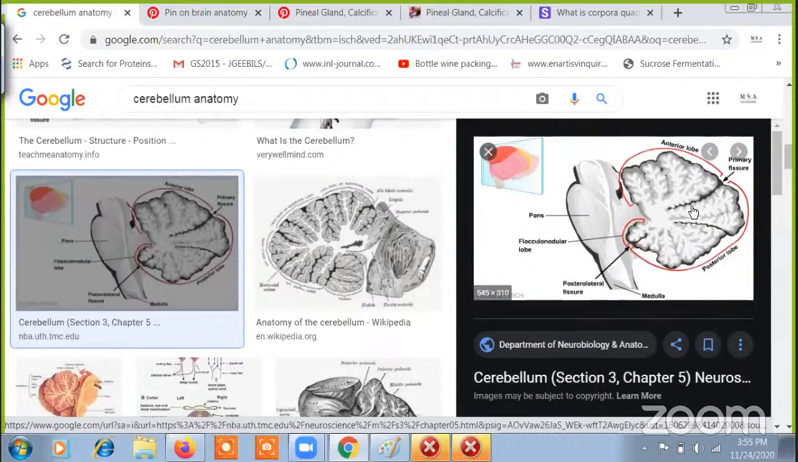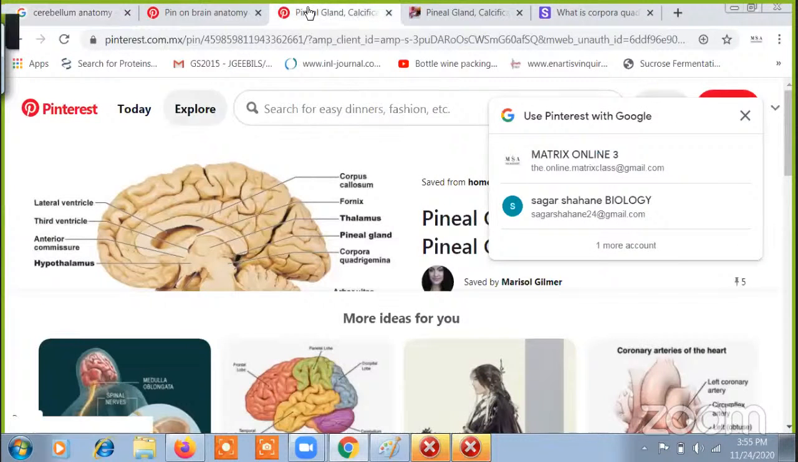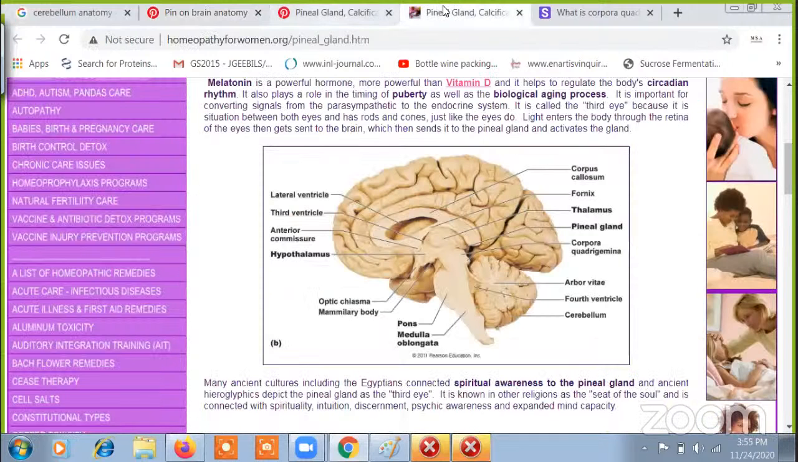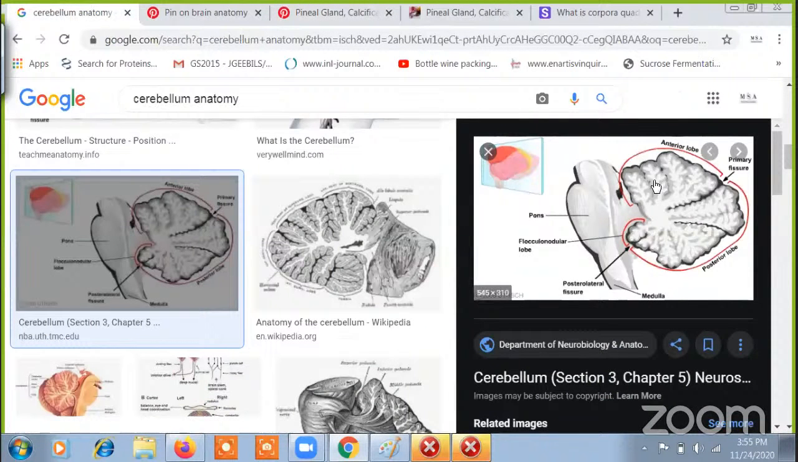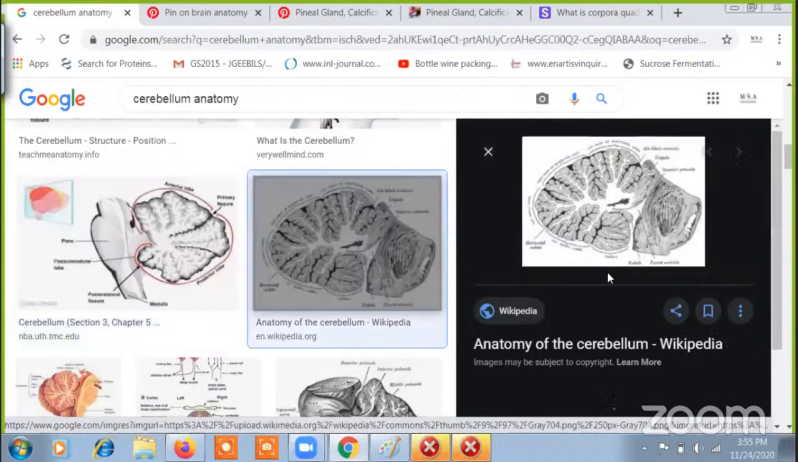The white matter intermixes with the gray matter and shows a tree-like pattern. Here you can find a tree-like pattern because this is white matter present within gray matter, right? In the middle you can see the white matter present in the gray matter, forming tree-like branches. This tree-like pattern is called arbor vitae. Arbor vitae is the tree-like pattern present in the cerebellum.